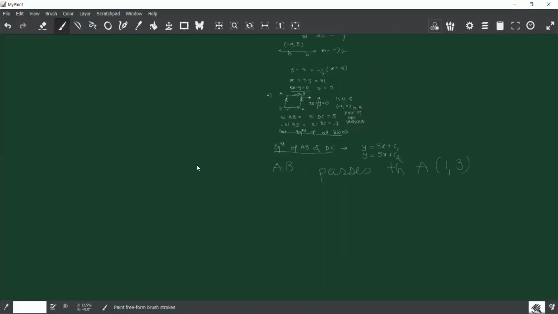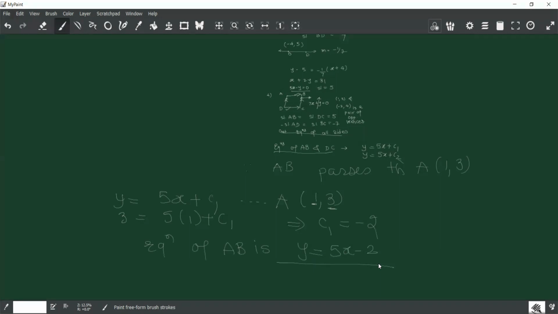AB passes through A 1, 3. So क्या होगा अभी? y is equal to 5x plus C1 is passing through A. A point क्या है अपना बोलो? 1, 3. मतलब x के जगह 1, y के जगह 3. So 3 is equal to 5 into 1. The point lies on the line, implies that C1 is minus 2. So I got equation of AB is y is equal to 5x minus 2. समझा सबको?